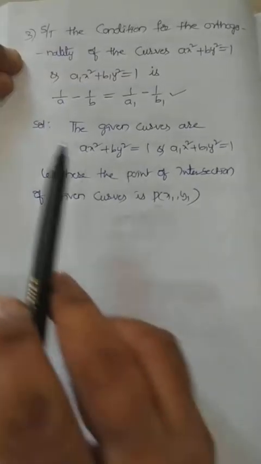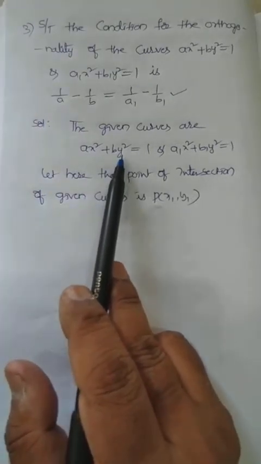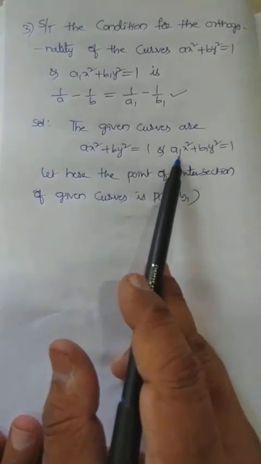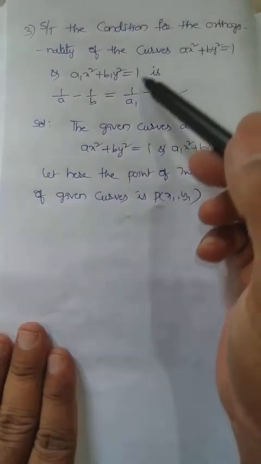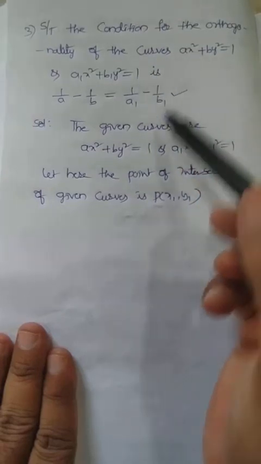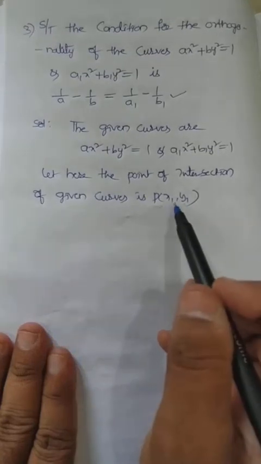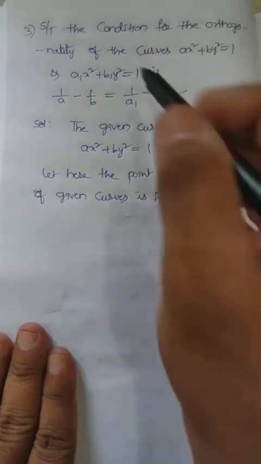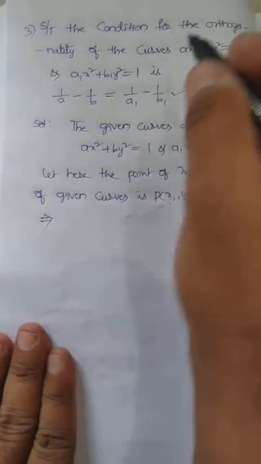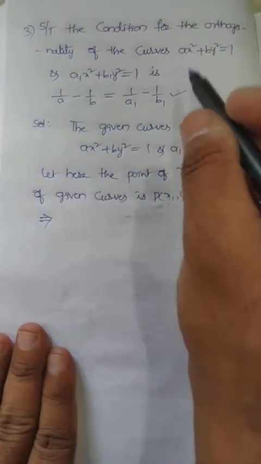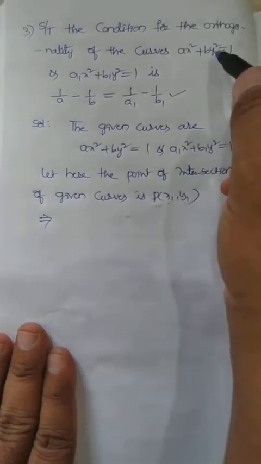Let us observe the solution. The given curve equations are ax square plus by square equals 1, and a1x square plus b1y square equals 1. They have not given any intersecting point of these two curves, so I assume the point of intersection is P of x1 comma y1. That means this point lies on both the curves, so it must satisfy both curve equations. In place of x, x1 I will substitute, in place of y, y1 I will substitute.